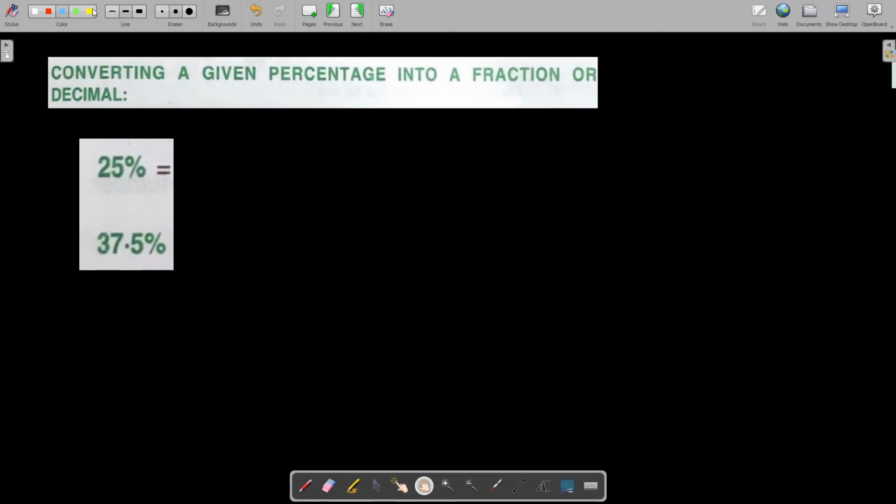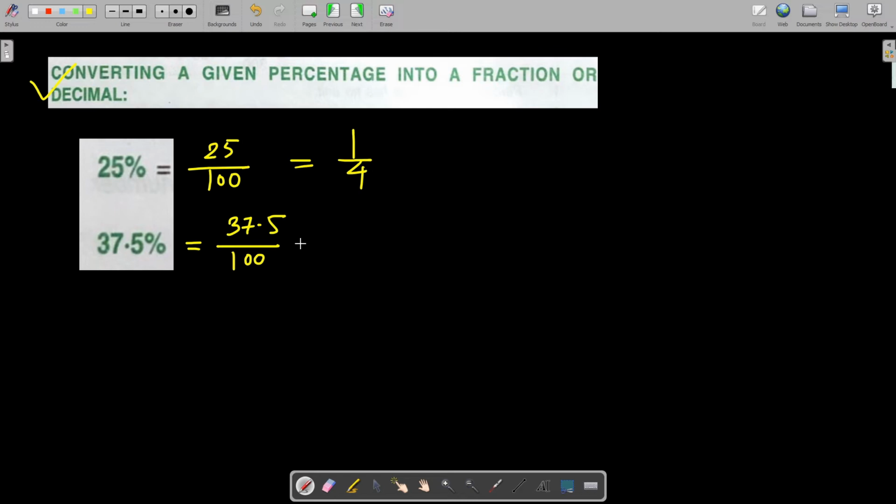Here we will convert a given percentage into a fraction. We'll just do the opposite of what we did in the last question. When we convert anything to percentage, we multiply by 100. Now when we are converting a percentage to a decimal or fraction, we will divide the number by 100. In simple words, 25%, we will write as 25 by 100. Very easy. 37.5%, we will write as 37.5 by 100.